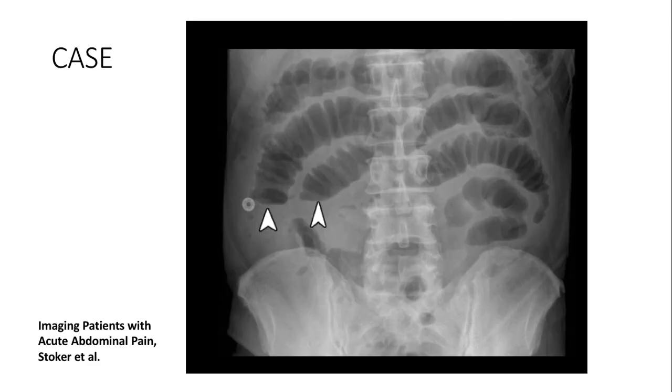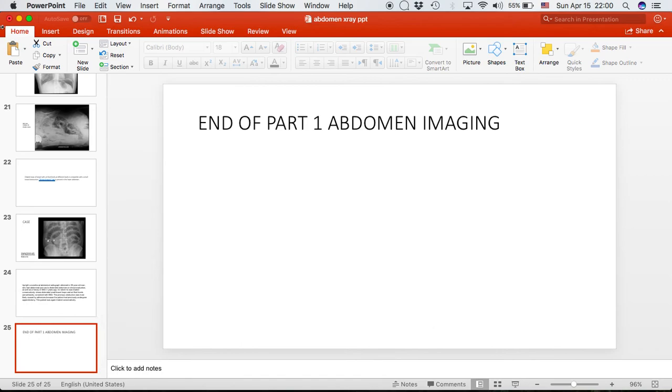This is back to the case. You can see the appearance of the small bowel loops. Okay? So this is the end of part 1 abdomen imaging. Thank you very much for watching.